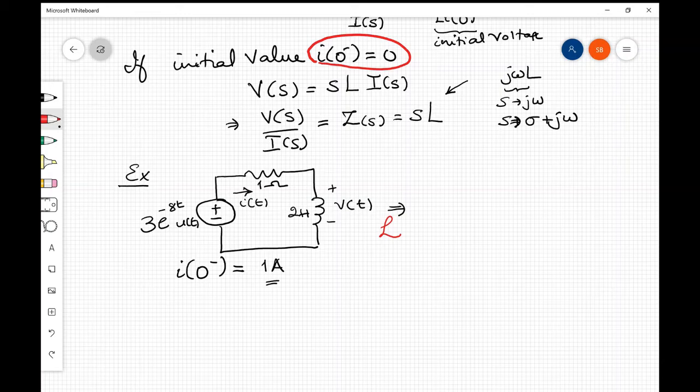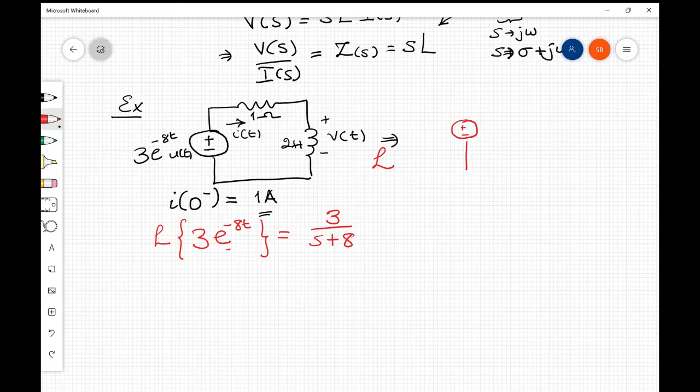So when we apply the Laplace transform, the source is going to be transformed to the Laplace transform of 3 e raised to minus 8t. You remember the Laplace transform of an exponential function is 1 over s minus a. So in this case, minus 8 will be plus 8, so we have 3 over s plus 8, or s minus minus 8, that would give us s plus 8. So that would be the Laplace transform for the source.